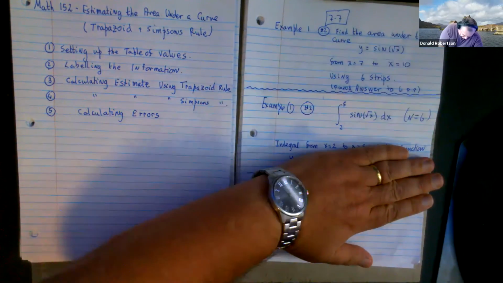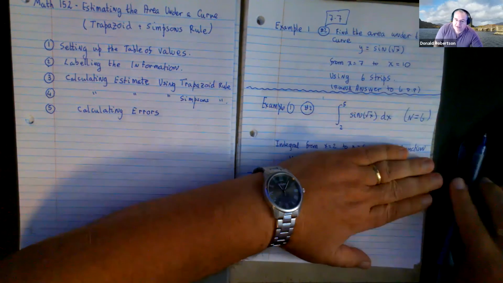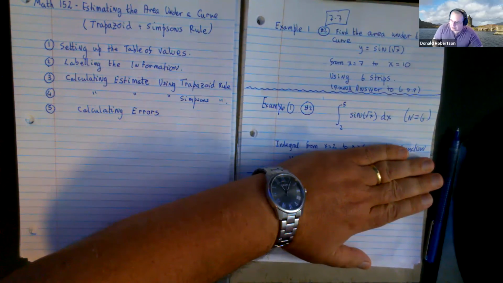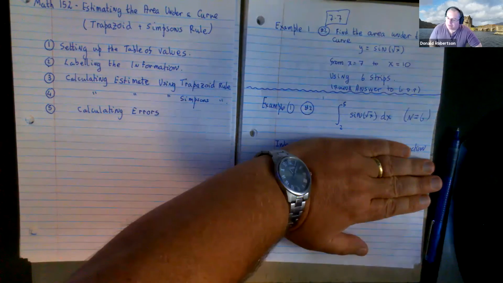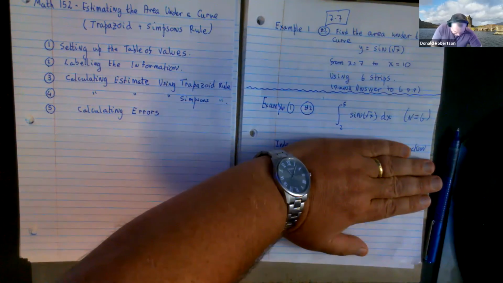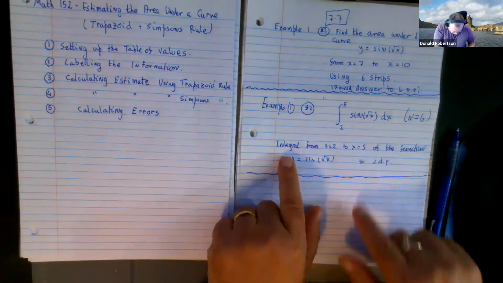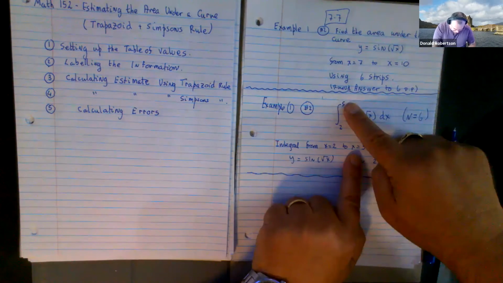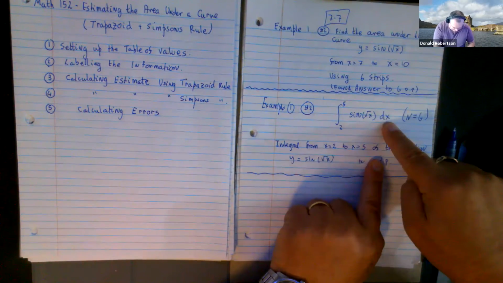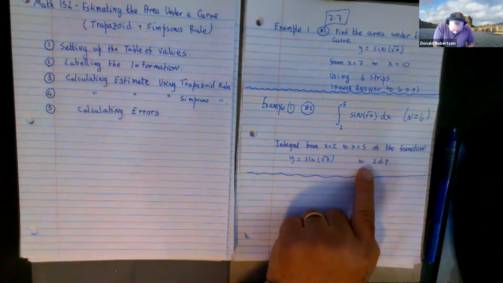Now, when you see this funny little symbol that looks like a musical symbol, it's actually the integral sign. One way of looking at an integral is the area under a curve. So rather than have to use the words area under a curve, we do this. And so we would write this down as the integral from x equals 2 to x equals 5 of this function, and n equals 6, meaning 6 strips. And I'm going to change the question to 2 decimal places.